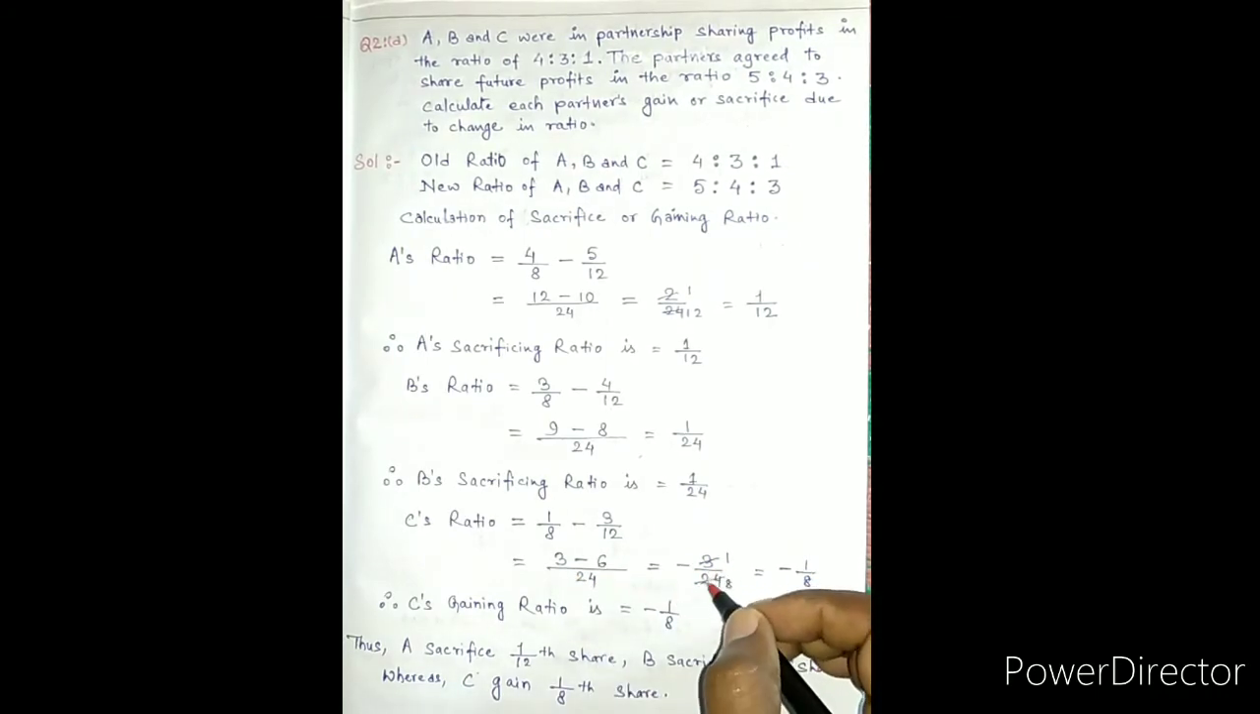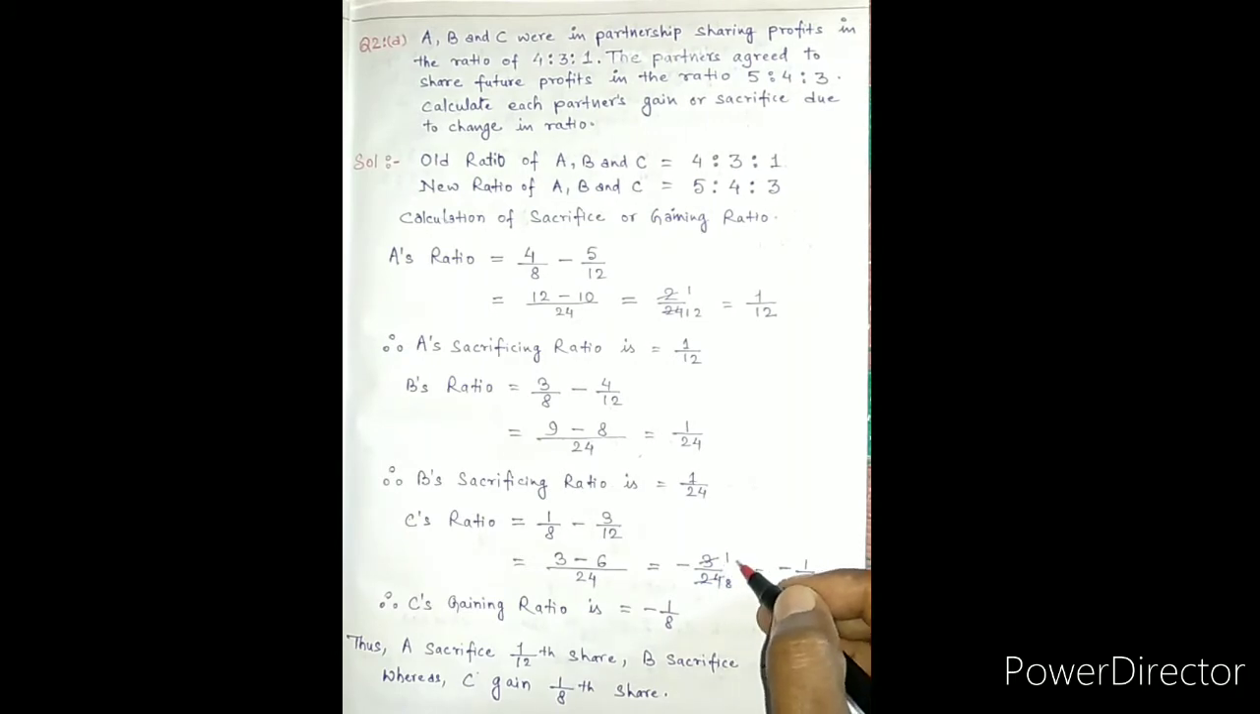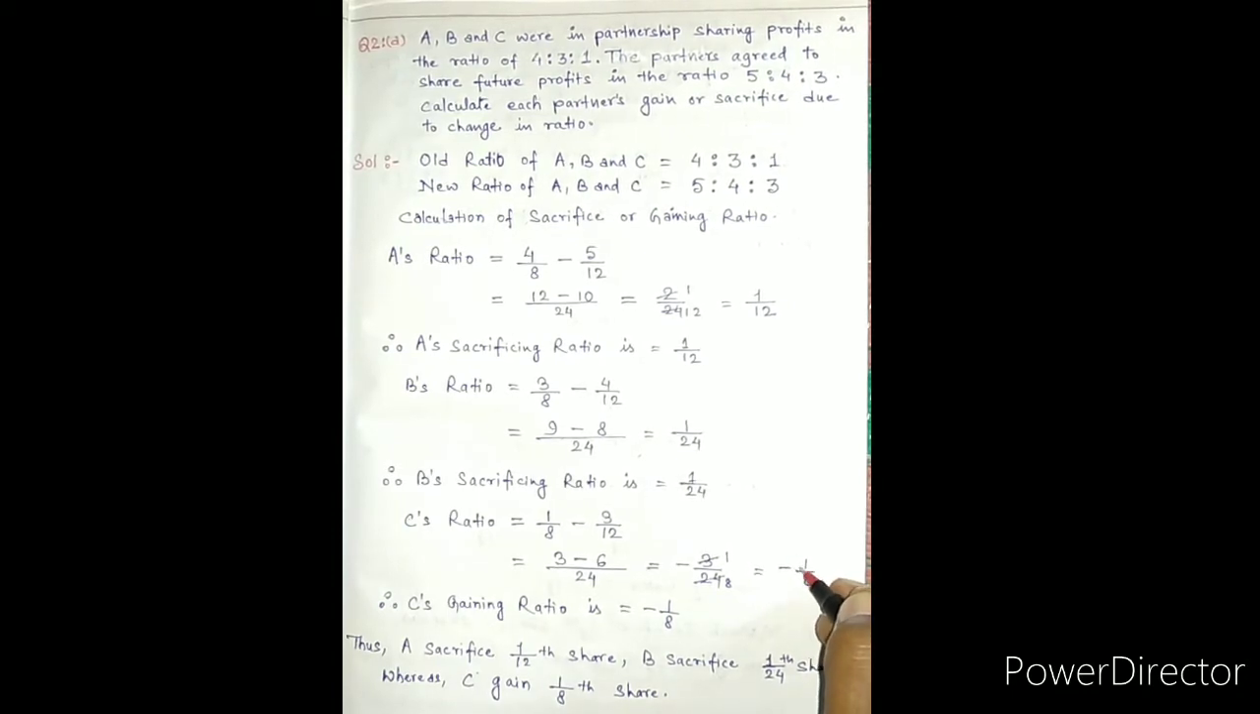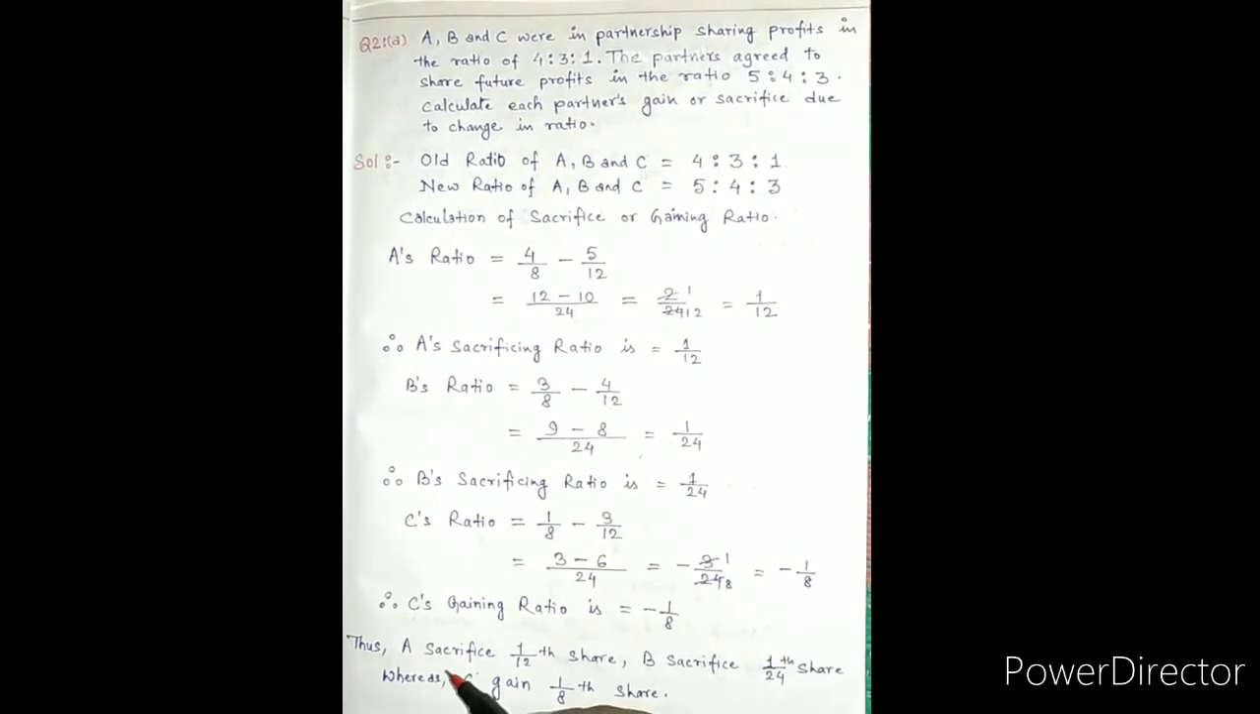So here we are getting a negative value. Again we divide this 3 by 24 by 3, we get minus 1 by 8. So we are getting a negative value. As in an earlier class I made you clear, a negative value is always the gaining ratio. So C is gaining 1 by 8 part. So we can write that A sacrifices 1 by 12th share, B sacrifices 1 by 24th share and C gains 1 by 8th share. So this is your answer.